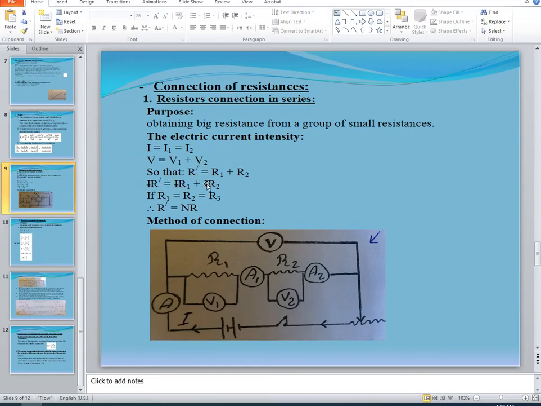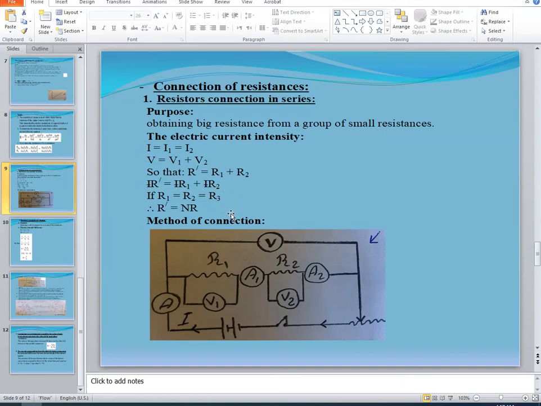Plus V2 equals I2R2. So I equals I1 equals I2. We can cancel all these I's together, and what remains for us is R total equals R1 plus R2. So this is called the equivalent resistance. R equivalent equals R1 plus R2.